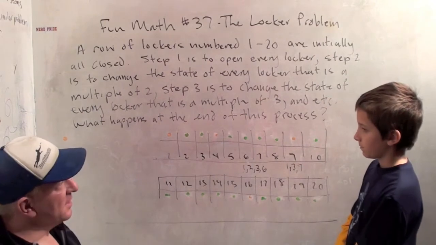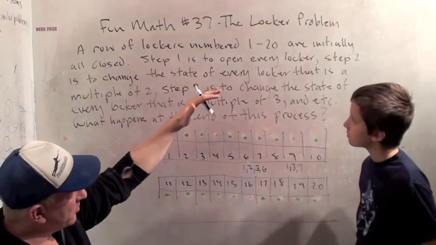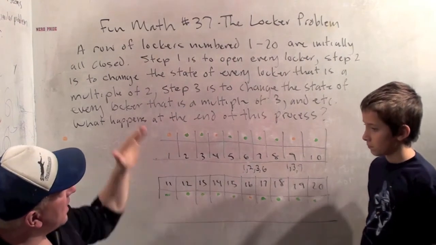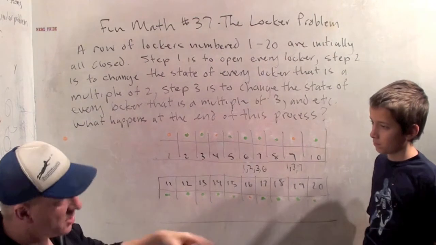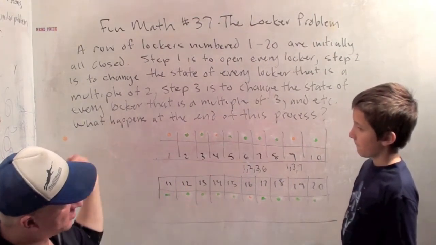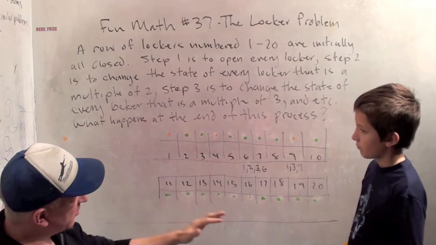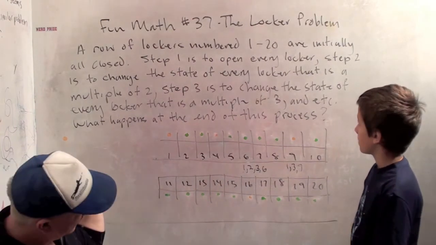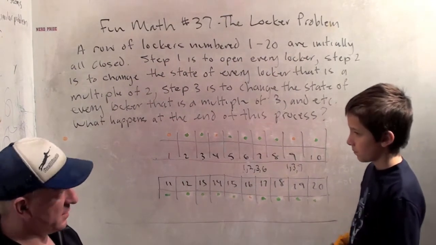Okay, so now, here's a fun question for you. If instead of just doing 1 through 20, I did this on lockers numbered 1 through 100, and I did the whole process, 100 steps. Step 1, open them all. Step 2, change the state of the even ones. Step 3, change the state of the multiples of 3. Step 4, change the state of the multiples of 4, all the way up to 100. Which lockers would be open?